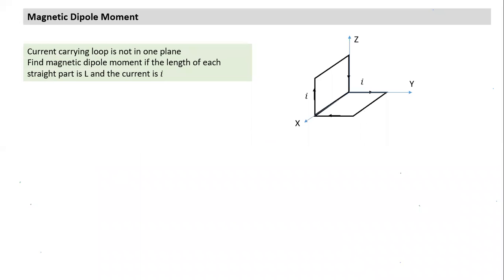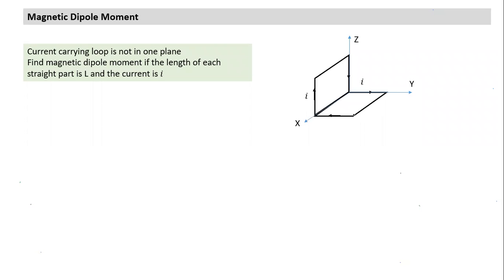Okay, and we have done something like this also when a loop is not lying in a plane. So I'll just quickly review the same. If a current carrying loop is not in one plane, and this is how the loop is, the current is flowing like this.